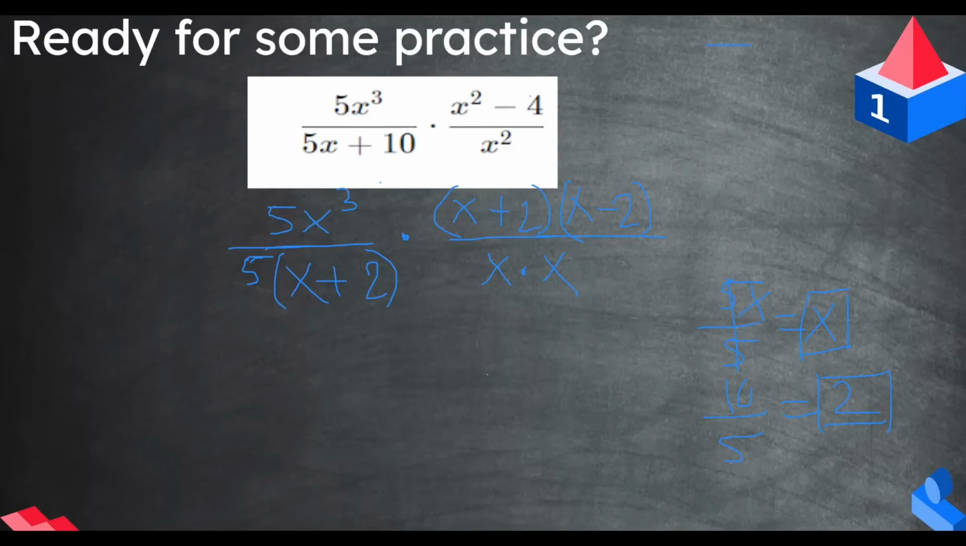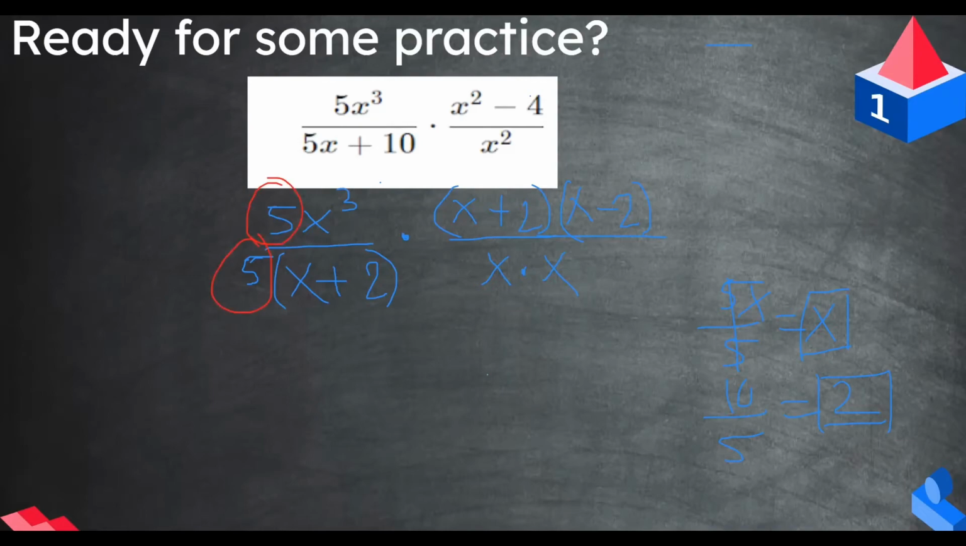Do you see any common factors, Zarif? Common factors means you have to have the identical thing at the top and at the bottom. 5. Yup. 5. What about on the other one? The x and the x? You told me 5. You told me 5.